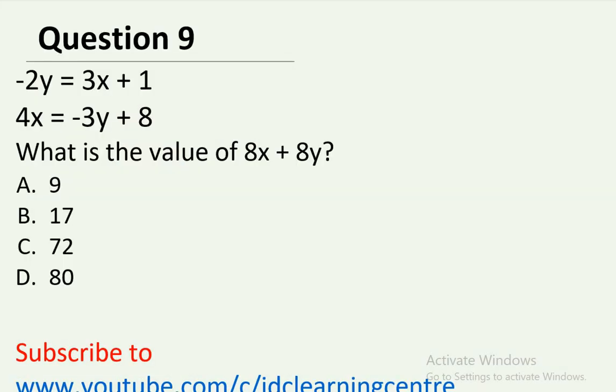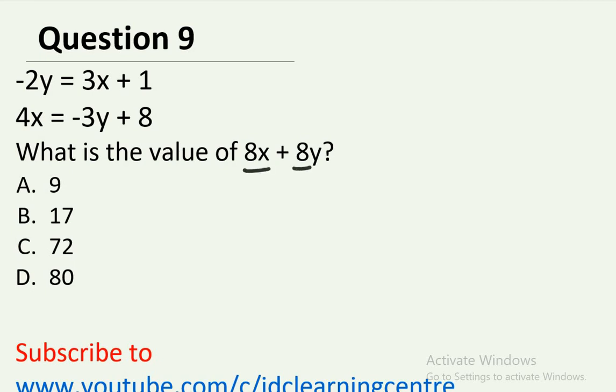Question 9. Minus 2y equals 3x plus 1. 4x equals minus 3y plus 8. What is the value of 8x plus 8y? These questions look very easy, but then I must tell you that it's very tricky. We need to get the x and y variables together on the left hand side of the equation and the constant on the right. So let's do that.